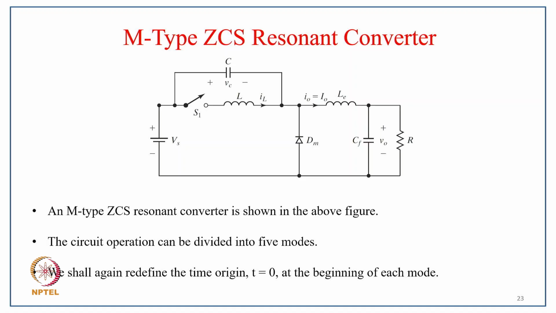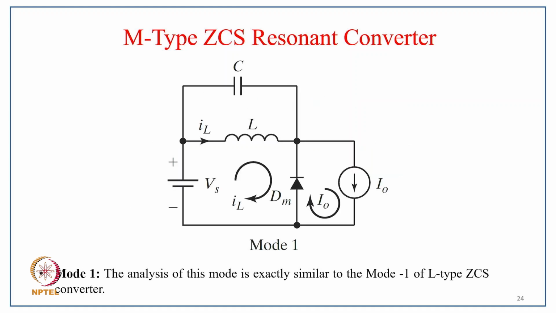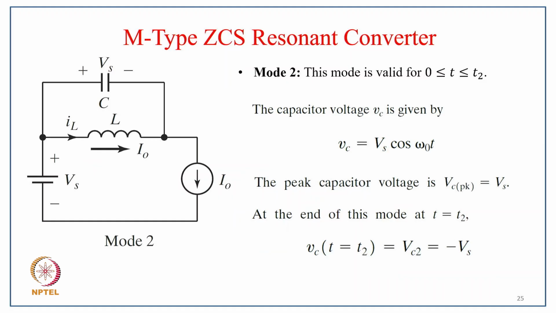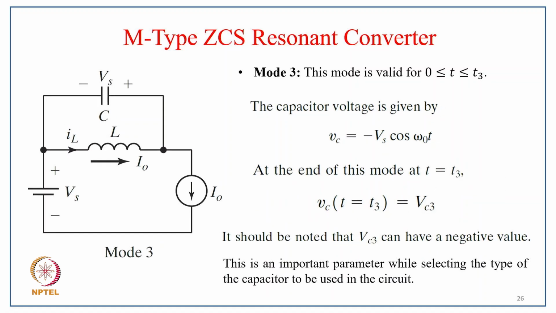into again 5 modes. We define the time origin t equal to 0 at the beginning of each mode. Coming to the first mode, the analysis is exactly similar to mode 1 of L-type ZVS, where the switch is on, and in mode 2, the mode is valid from 0 to T2 and capacitor voltage Vc equal to Vs cos omega t. As you can see in the circuit, the peak capacitor voltage equal to Vs. At the end of this mode, at t equal to T2, Vc equal to Vc2 equal to minus Vs.